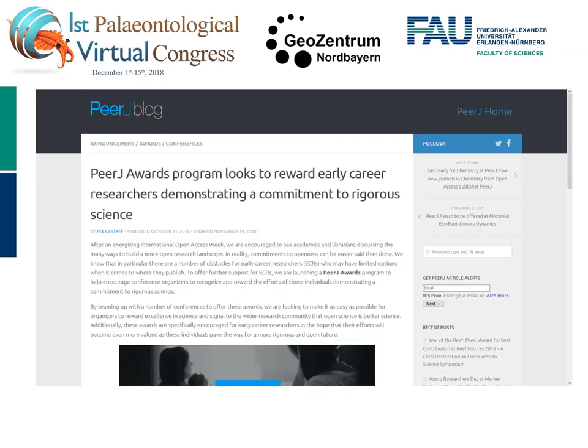We would like to draw your attention to the initiative of the open access journal PeerJ, which recently offered a prize to reward early career researchers who have shown commitment to rigorous science. We think this is an excellent initiative, and it could be adopted by many paleontological bodies. We will be advancing proposals to introduce such prizes to major organizations.